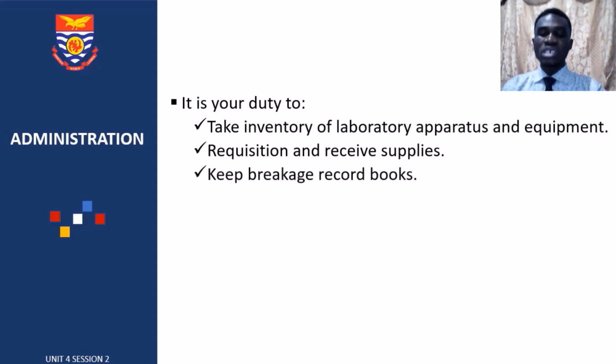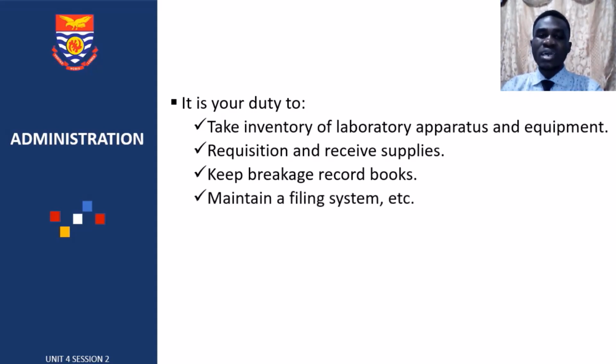You must also keep breakage record books. So you should have a book in which you record breakages. For example, you have 10 voltmeters, but 5 are not working. You have 10 tubes, plastic or glass tubes that you use for your experiments, and out of these 10, 2 are broken. You should have a book to record these broken ones in.